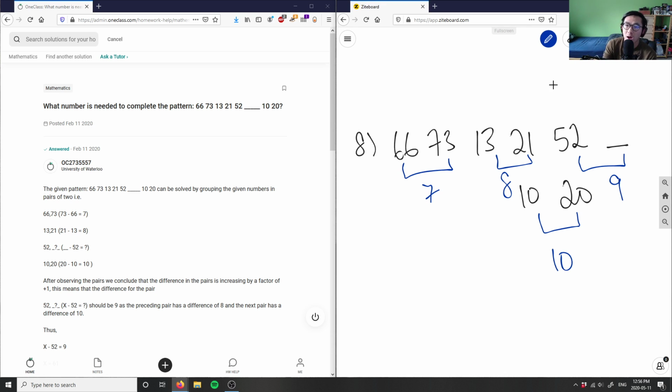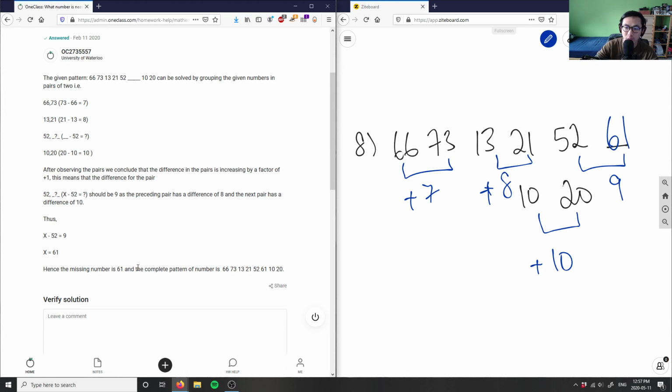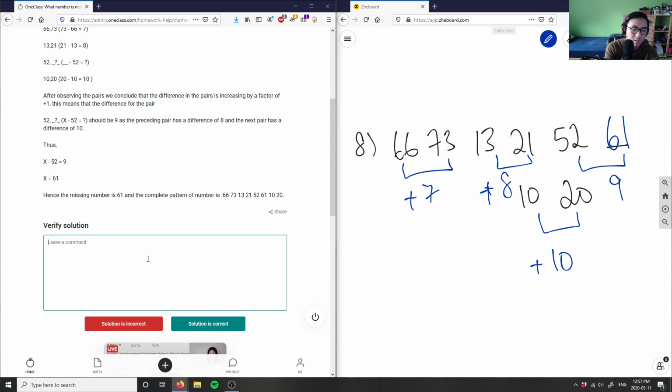So therefore, I'm looking here. This is positive 7, this is negative 8, this is positive 10. Oh, sorry. Actually, no, these are all positive, because all the numbers are increasing here. So 66 plus 7 is 73. 13 plus 8 is 21. 52 plus 9 would therefore be 61, and that would fulfill my pattern for number 8. So again, 61 is the completed pattern, the missing number which completes the pattern. So the solution here is correct.